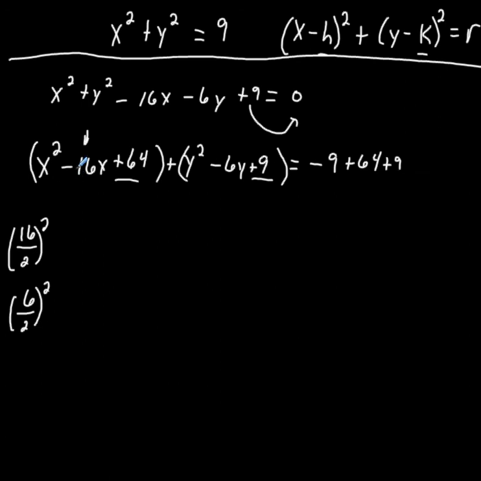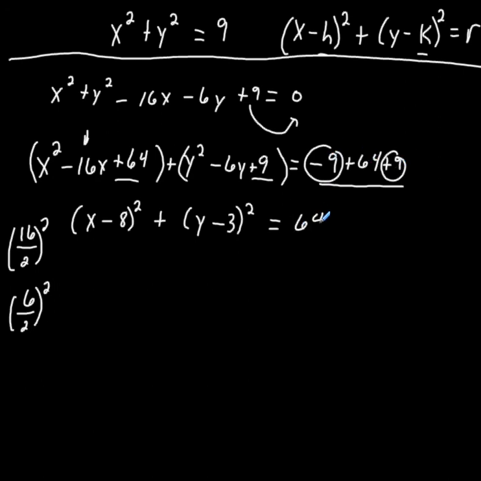Now, with that having completed, let's rewrite this. I guess I want to say, let's factor this now. X squared minus 16x plus 64 will factor into this right here. X minus 8 squared plus y squared minus 6y plus 9 will factor y minus 3 squared equals, now let's add up all this. The 9's cancel. One's positive, one's negative, leaving me just 64.